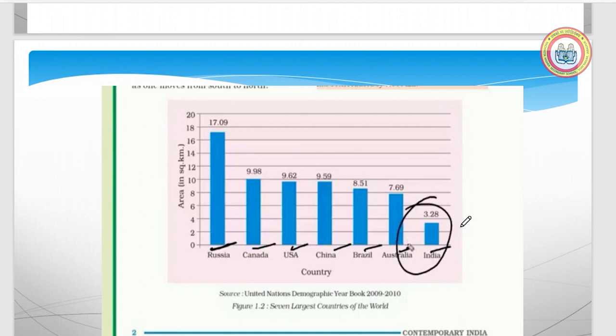Countries which are larger than India are Russia, Canada, US, China, Brazil, Australia and then India. India is the 7th largest country. Here you can see area is written in square kilometers. Our country, India's area is 3.28 million square kilometers.